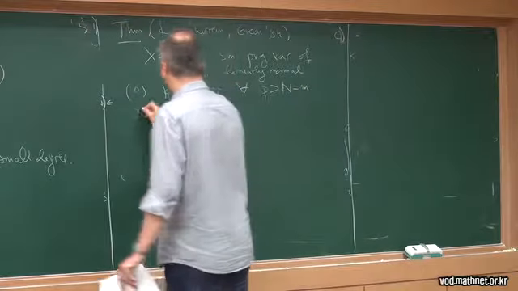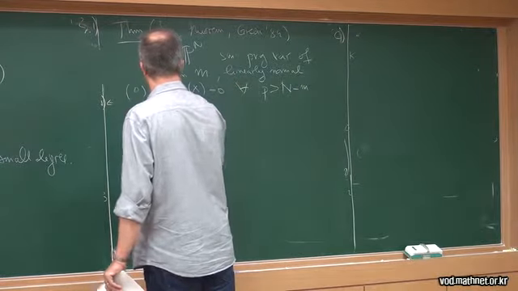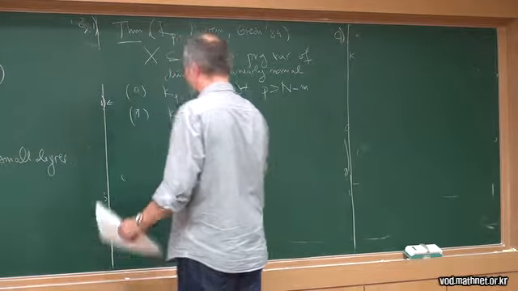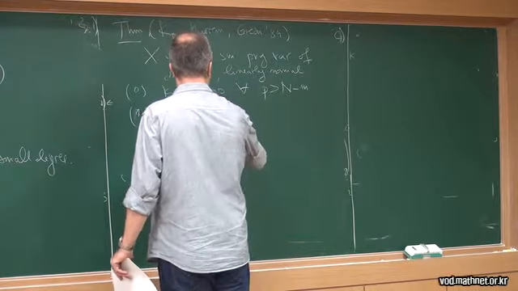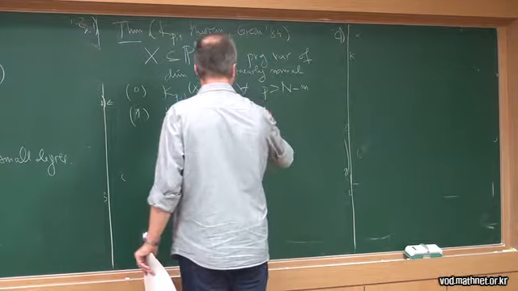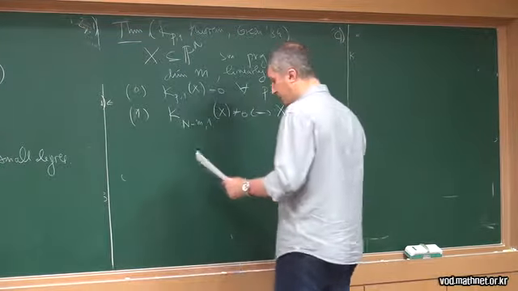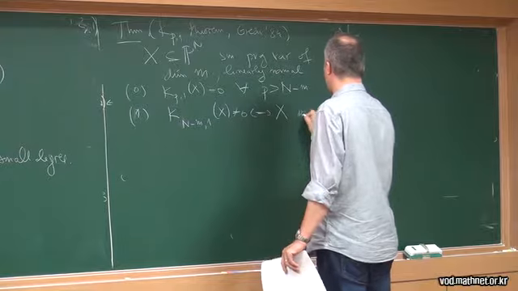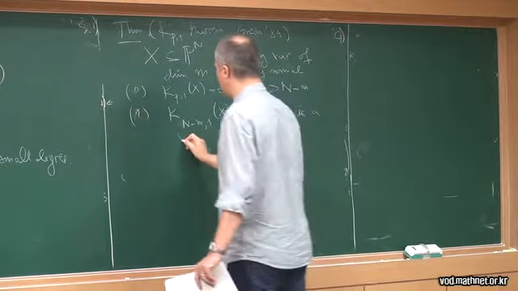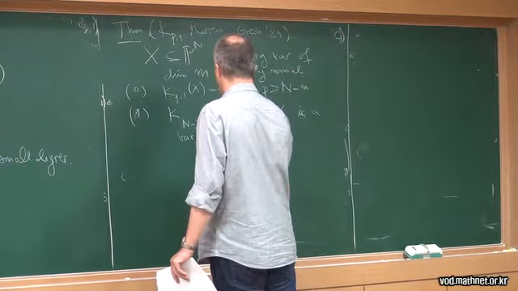Second is that K n minus m,1 of X is different from 0 if and only if X is a variety of minimal degree.